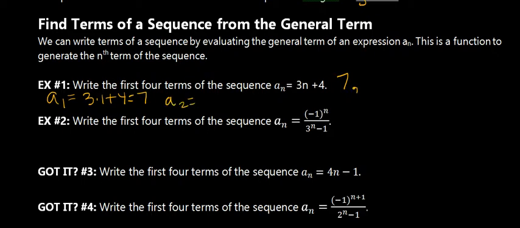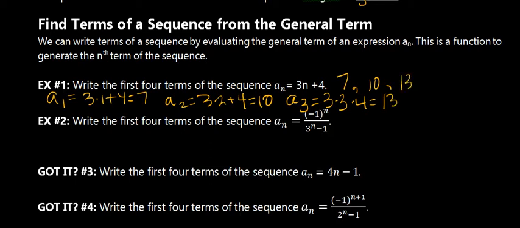A sub 2, wherever I see an n, I have 3 times 2 plus 4, so my next value is 10. A sub 3, again, easy as pie. Wherever I see an n, I put a 3, and I go ahead and have 13 as my next number. We're basically adding 3 to each of these values, and it started at 4.